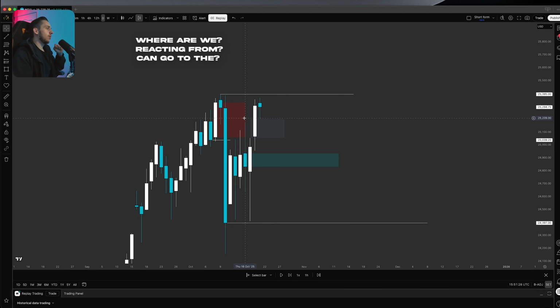So to recap, where are we? Bearish market structure. Where are we reacting from? Bearish order block. Where can we go next? Either this fair value gap or this area right here of the order block down here.